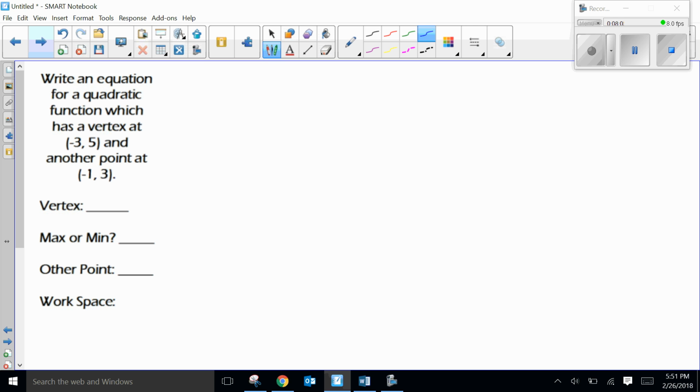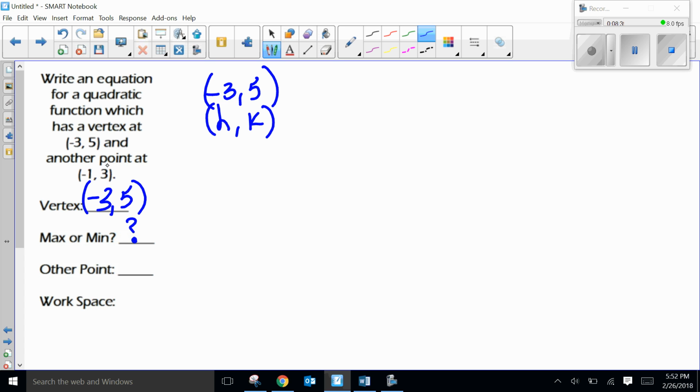Okay, so from a verbal description, write an equation for a quadratic function which has a vertex at (-3, 5) and another point at (-1, 3). So my vertex (-3, 5), again, is my h and my k. I really can't tell if it's a maximum or minimum, so we're going to have to answer that later. I just know that that's my vertex.